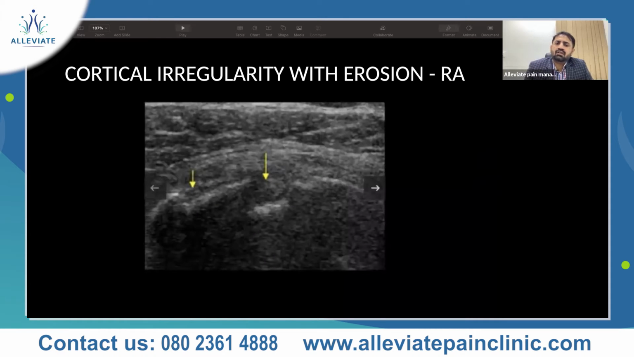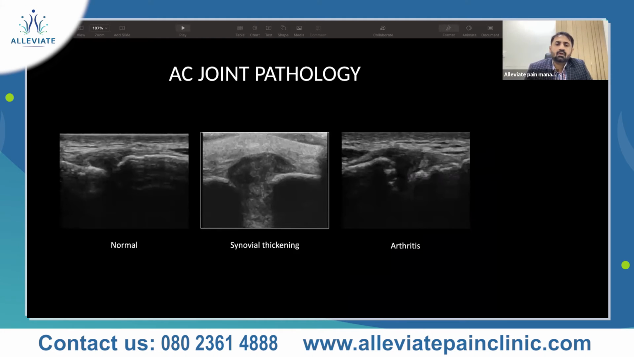So these cortical irregularities are seen. This is a picture in a rheumatoid arthritis patient. These are the cortical irregularities, the erosions which you need to pick. Again, an AC joint pathology, quite common.